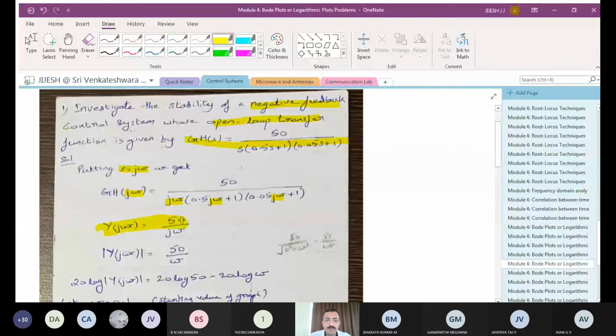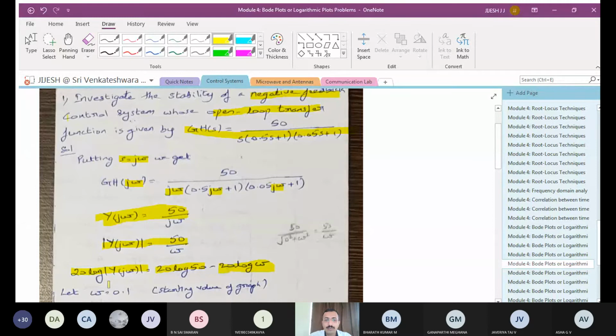Take the modulus of that. When you take the modulus of G of j omega, you'll get 50 divided by omega. And when you take the logarithm, that is 20 log of the modulus of G of j omega, you'll get 20 log of 50 minus 20 log of omega. This is the equation you will get: 20 log of modulus G of j omega is equal to 20 log of 50 minus 20 log of omega.